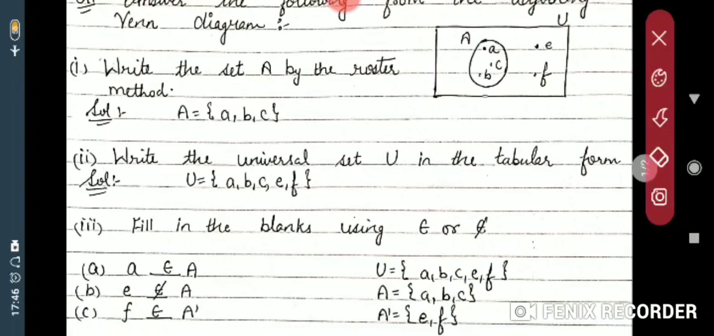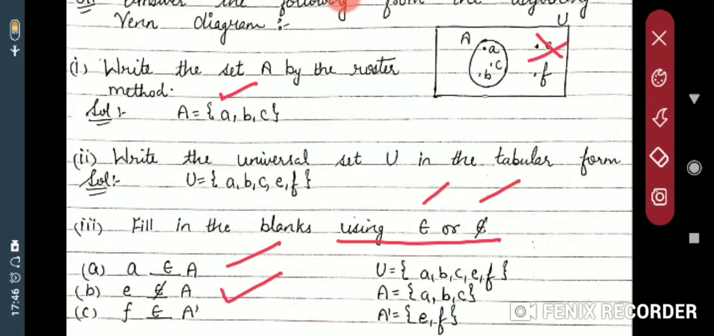Next, fill in the blanks using belongs and does not belong. The first question is a dash A. Does a belong or not belong to A? Yes, small a is a part of set A, so it belongs to set A. Now, does E belong to set A? No, it does not belong to set A. Why? Because set A has the elements A, B and C.